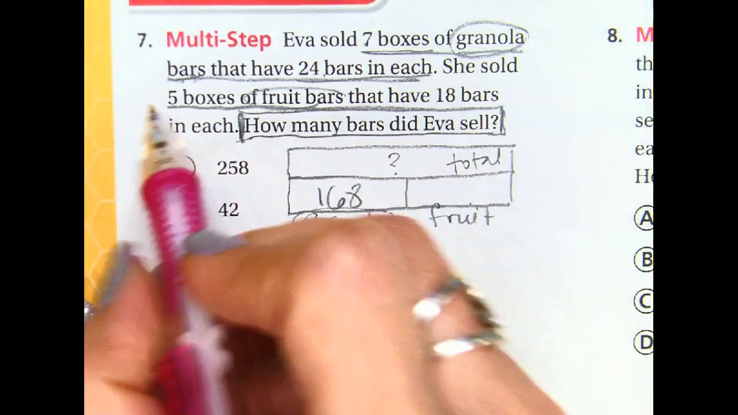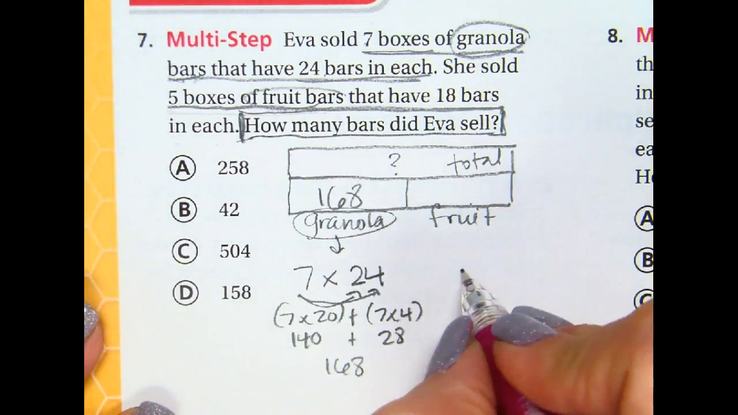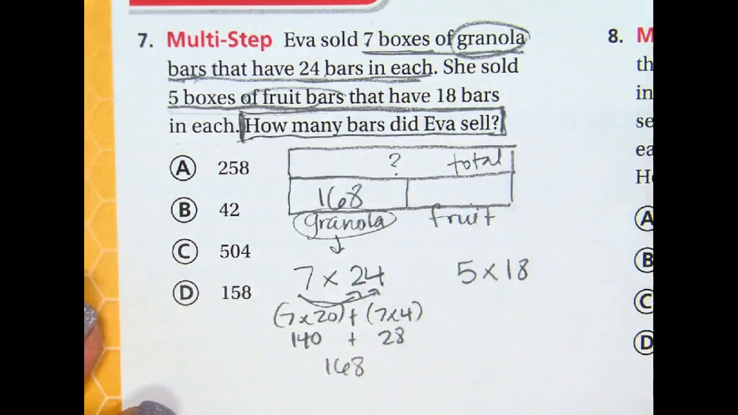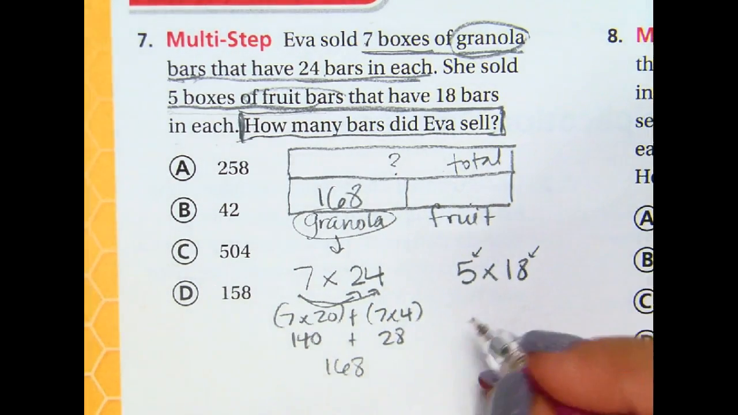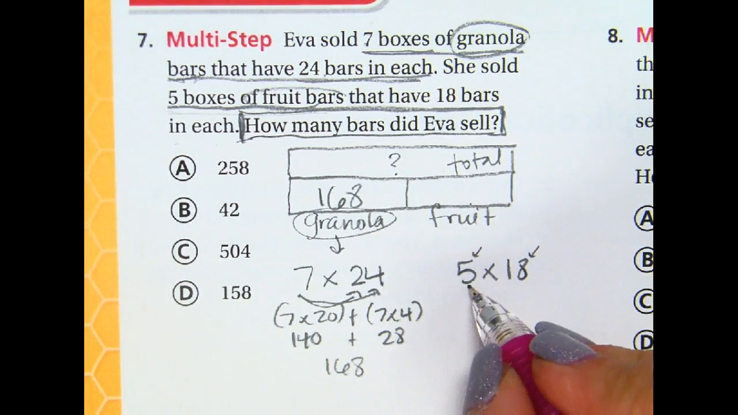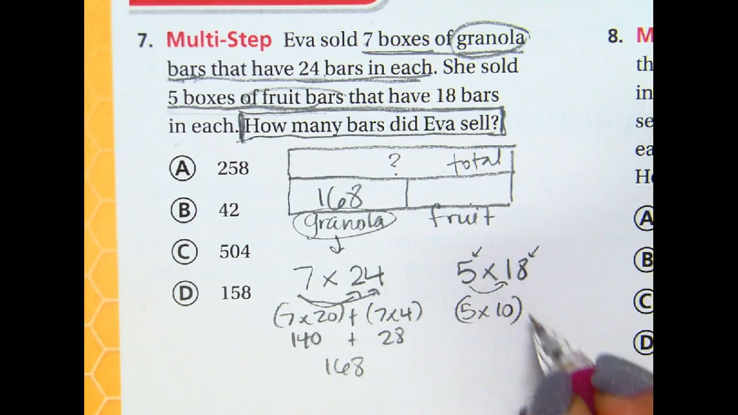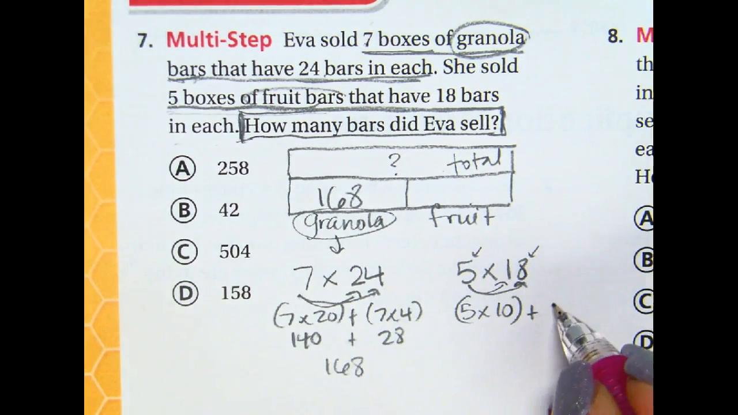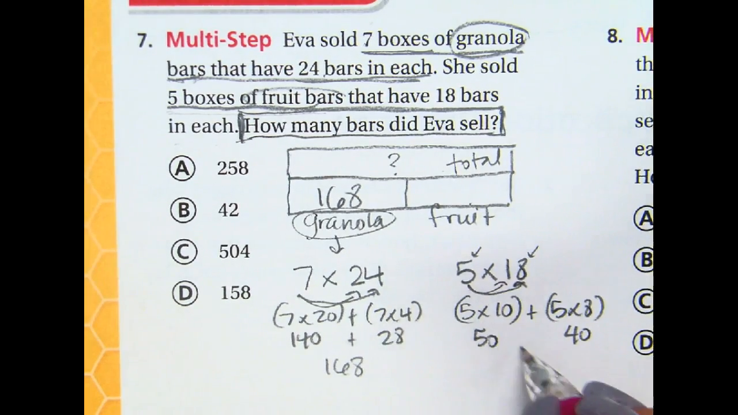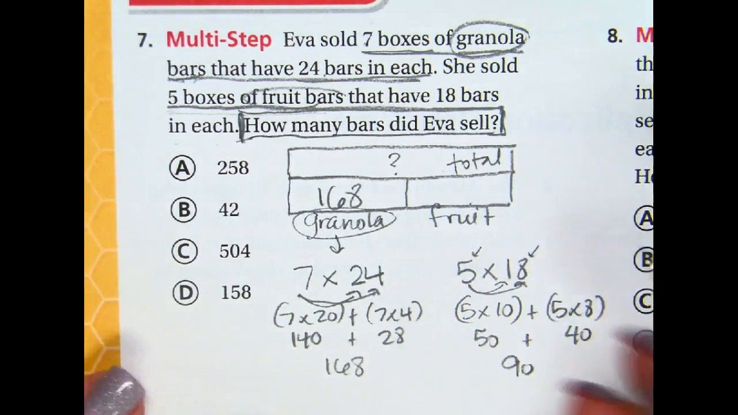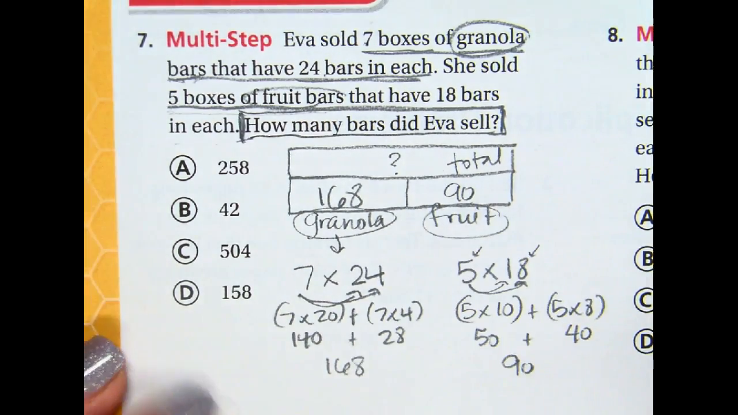So let's go back into the problem. We have 5 boxes of fruit bars. There are 18 bars in each. So 5 groups of 18 bars. This is our boxes. These are how many bars are in each box. So 5 times 18. 5 times the value of the 1, which is 5 times 10, plus 5 times 8. There's 40 and 50. So we have 90. 90 fruit bars. So now we've figured out our parts.